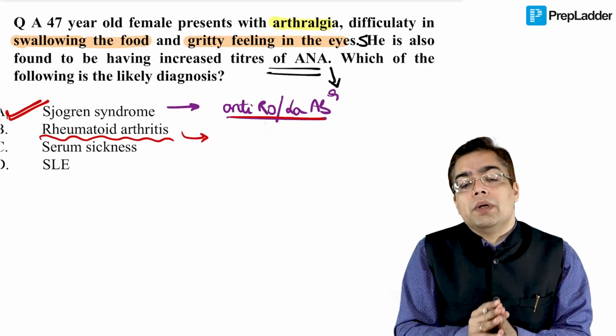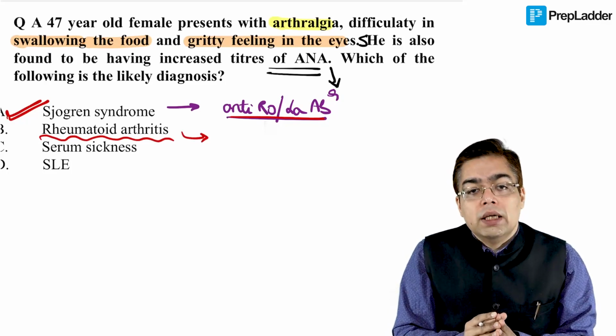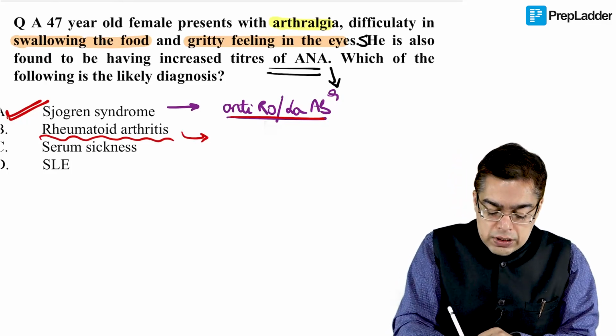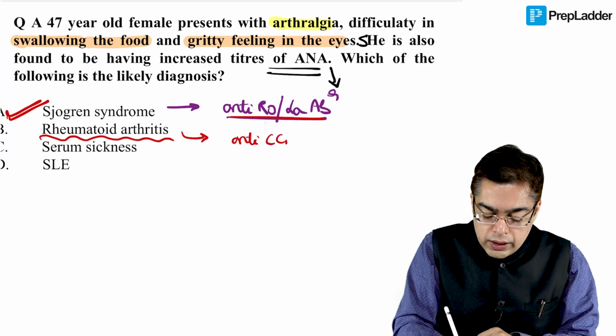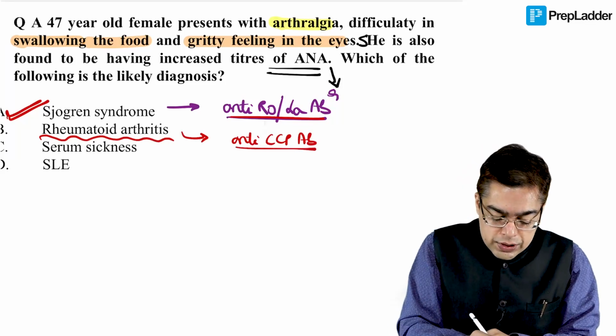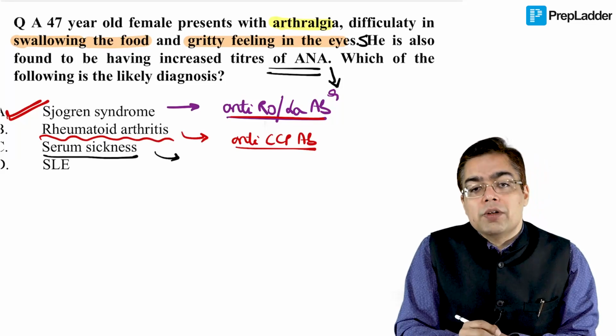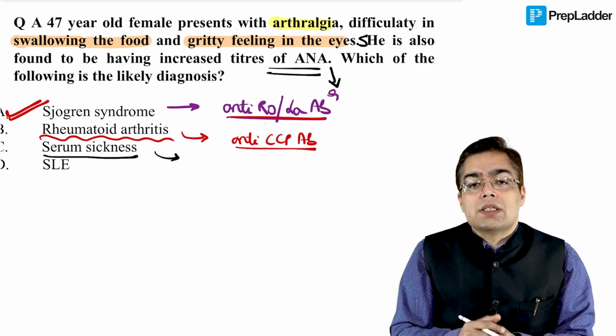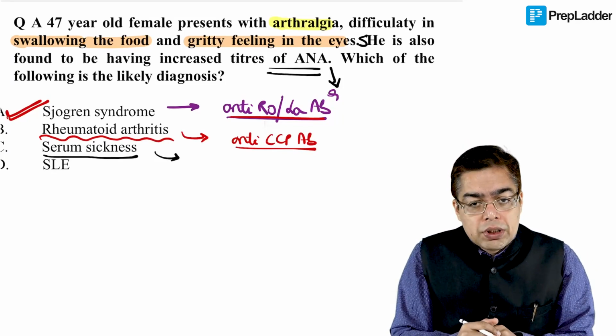The question would definitely make a mention of, with respect to antibodies, that this patient is going to be having the presence of what we had talked about earlier as well, anti-CCP antibodies. When we are talking about option C over here, serum sickness is something that you associate with passive immunization. This is an example of a type 3 hypersensitivity reaction.